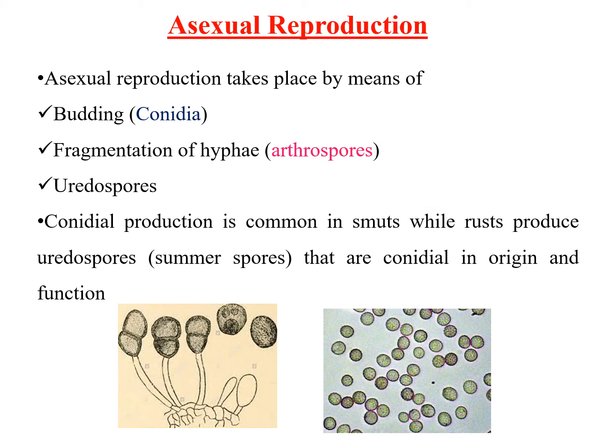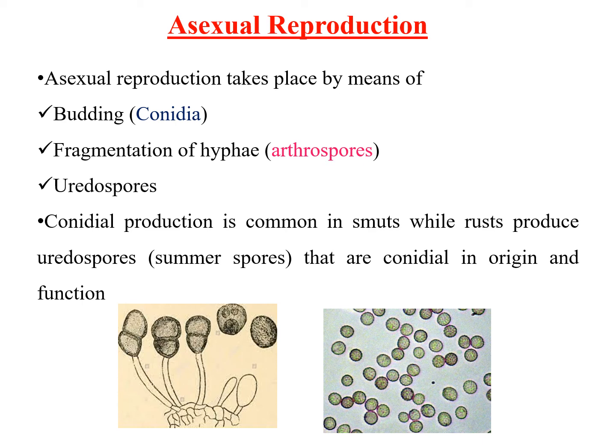And coming to asexual reproduction, we know that it takes place by means of budding. Budding means conidia formation, and fragmentation of hyphae, where the mycelium fragments into separate spores that we call arthrospores. I explained arthrospores in my previous videos also, so just go and see. Otherwise I will provide the link in the description box to see the previous videos.